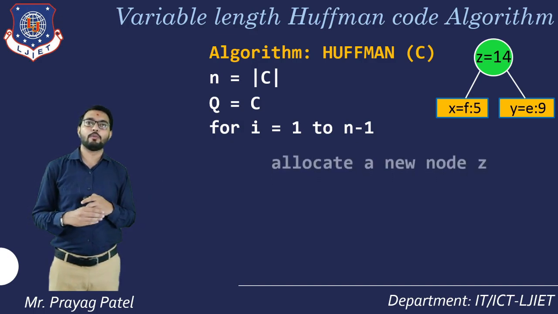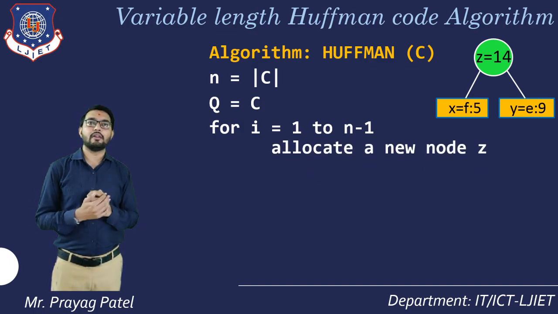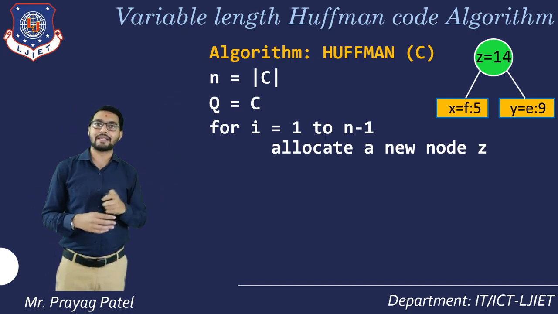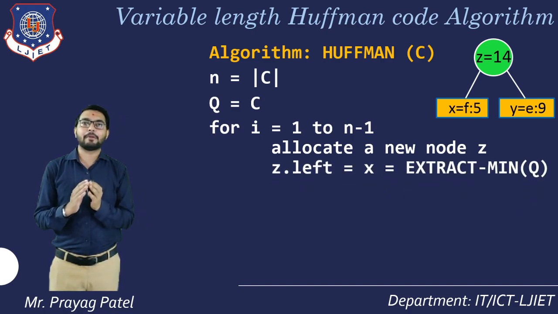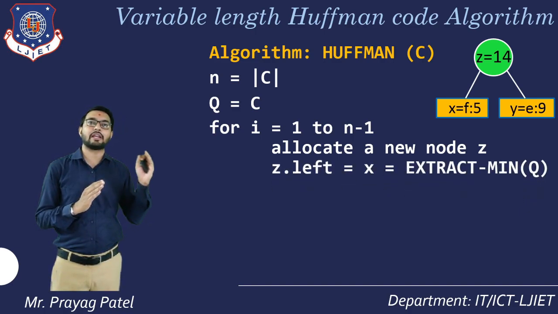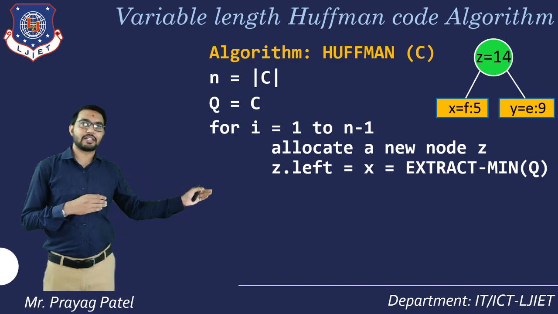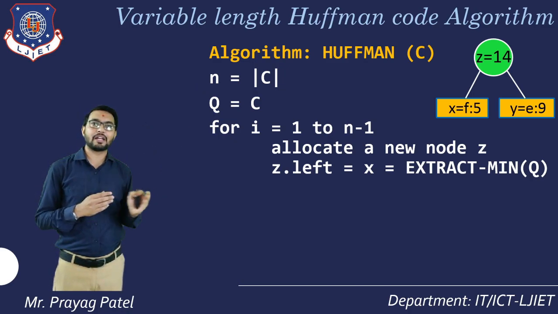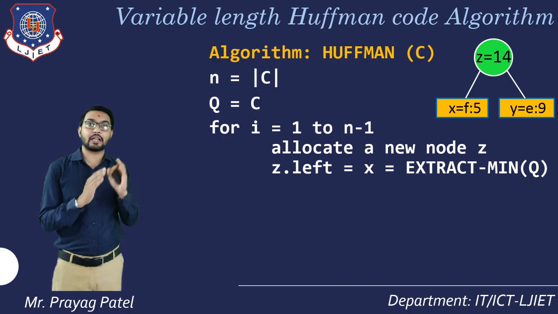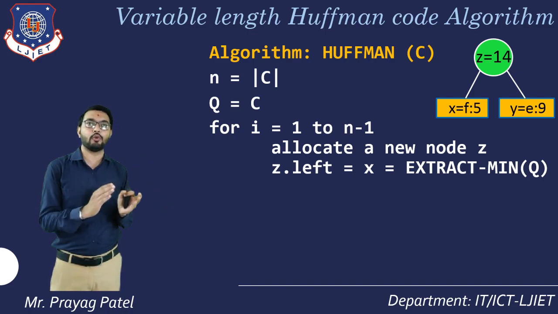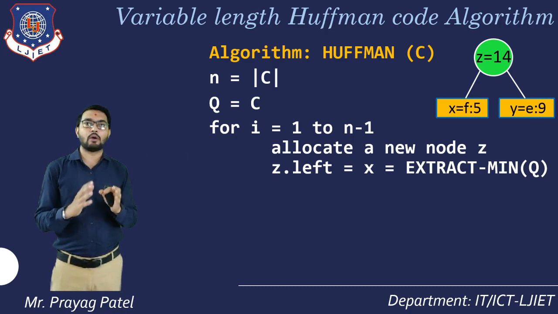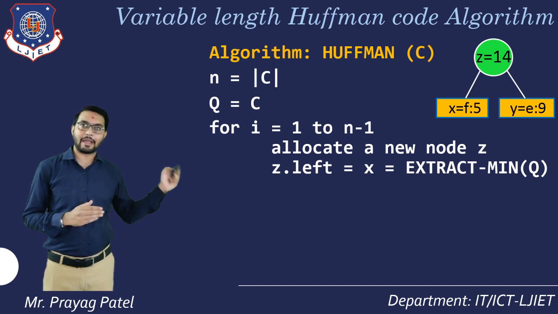Now consider the for loop. First, allocate a new node Z, meaning the new node is a root node or internal node Z. Now Z.left equals X equals extract minimum Q. So here Z14 is the root node, the left child is X, and X means extract minimum Q. Extract minimum Q is a function which extracts the minimum value out of all the elements in Q. So here the minimum value is F5.